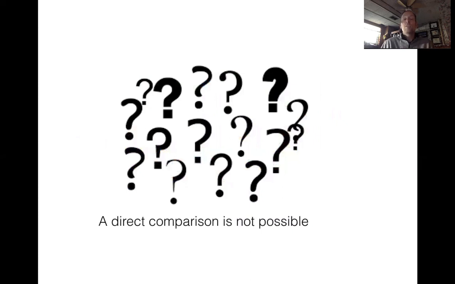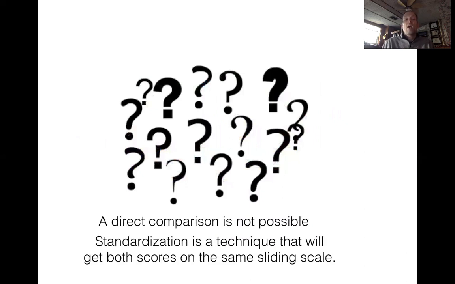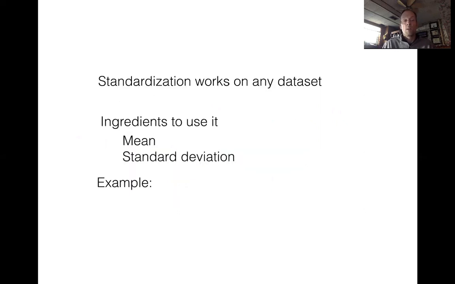So how do you take two different scores from two different data sets and get them on the same sliding scale of comparison? Standardization. Standardization is going to help get us on the same sliding scale. It will work on any data set, and it works on relative positioning, meaning it figures out who has the best performance relative to everybody else who also tested. That's similar to percentiles, but much more powerful than percentiles.